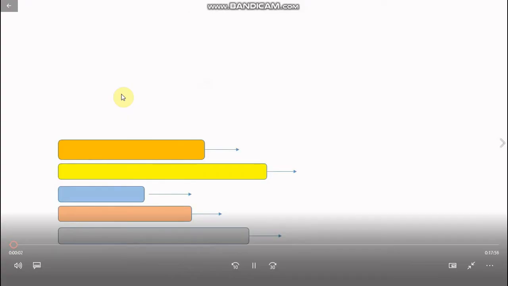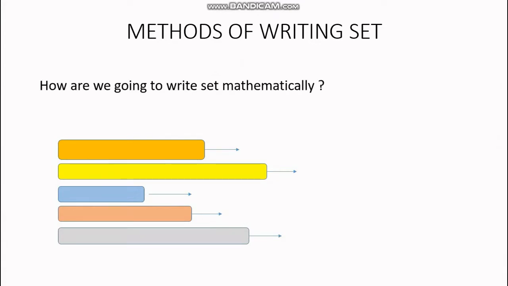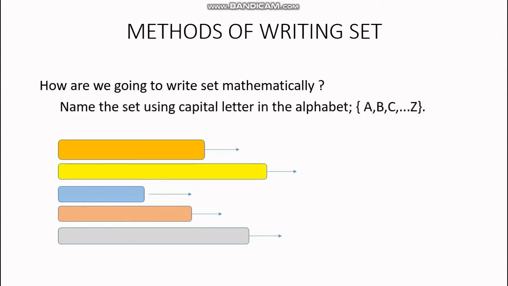We'll be talking about the methods of writing set. So, unsaon pagsulat sa set in mathematical discipline, and we are to consider first the things before we can write set in mathematical discipline. So, how are you going to write set mathematically? This is number one, we will name the set using capital letters in the alphabet. So, ato na siyang bunyagan, ang atong gamiton sa pagbunyag ang capital letters sa alphabet.